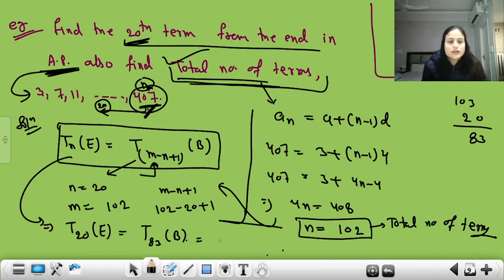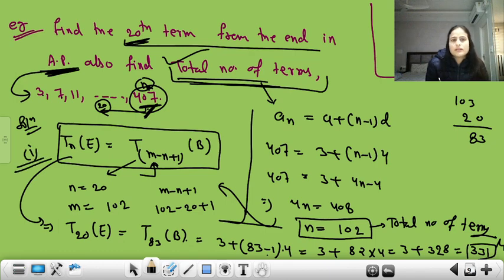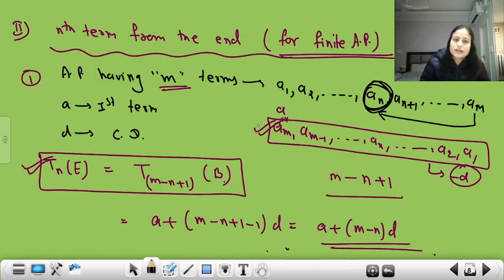I can do this here. So a is 3 plus n is 83, so 83 minus 1 into d. The difference is 4. So I can easily compute it: 3 plus 82 into 4, that is 3 plus 328, so 331. So this is my answer. So 331 is going to be the 20th term from the end in my given finite AP, right? So this is from the formula, but as I said, there is going to be a quite easy method.